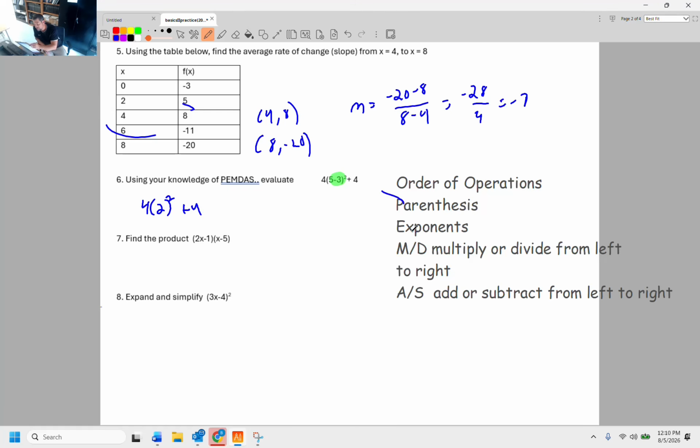The next thing I'm going to handle is exponents. That would be this piece right here. 2 squared is 4. So I evaluate that piece, I get a 4.